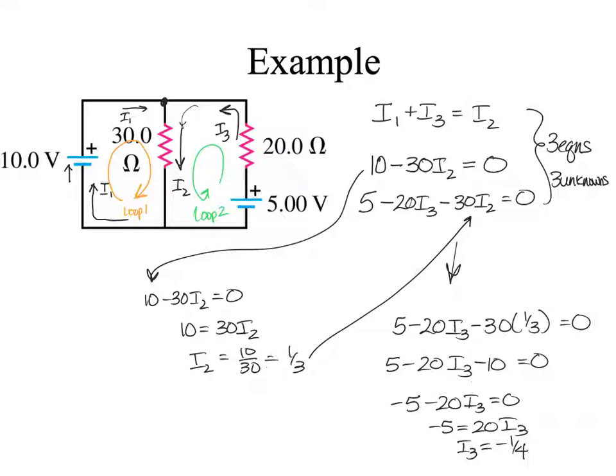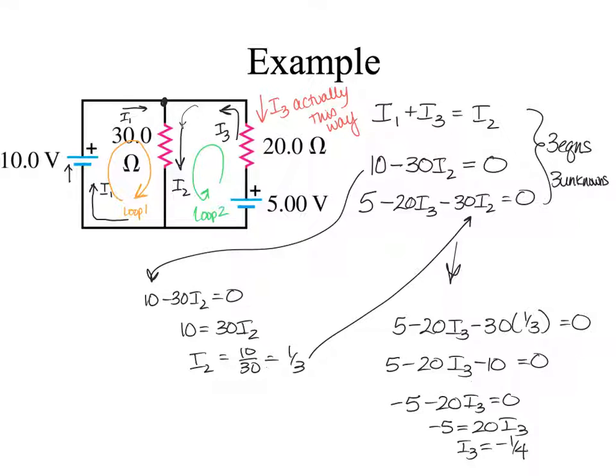Now what that does is that tells me that the direction of current 3 was incorrect. And so now I know that actually current 3 goes in this direction. But that's okay, because everything that I did was based on that direction of current. I have to keep that negative value.